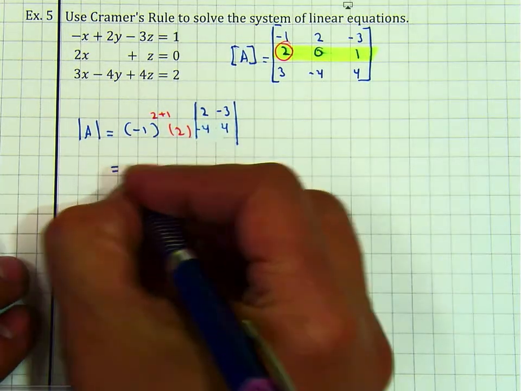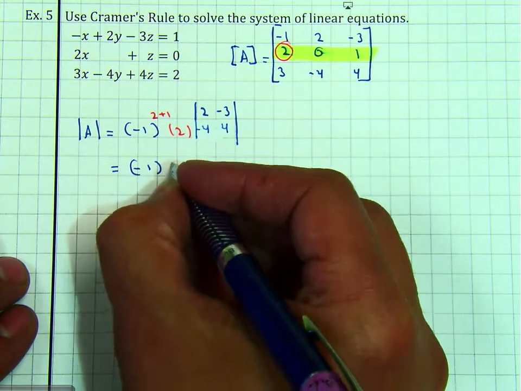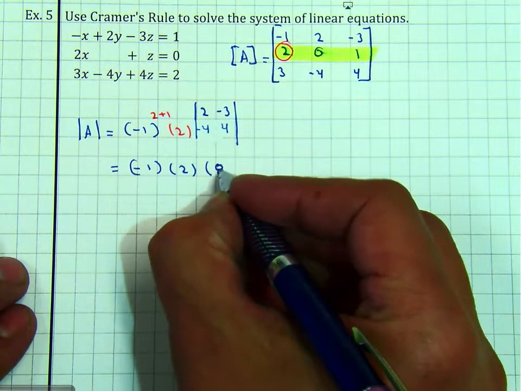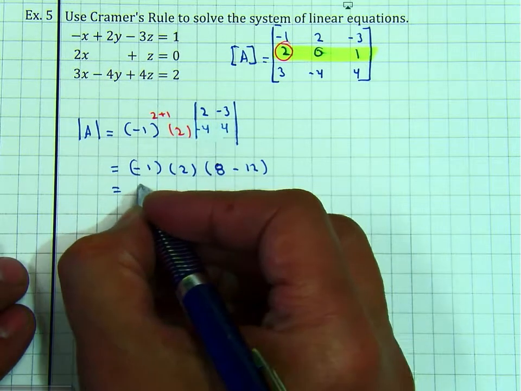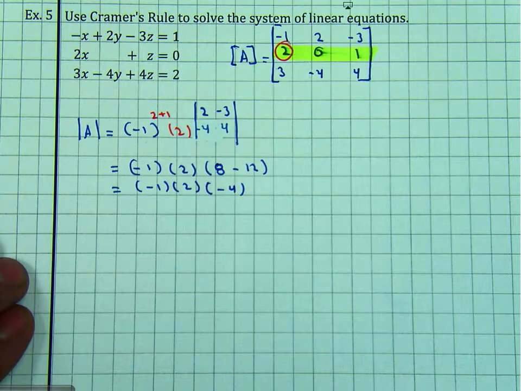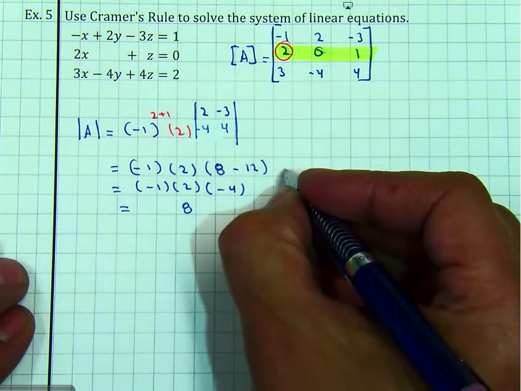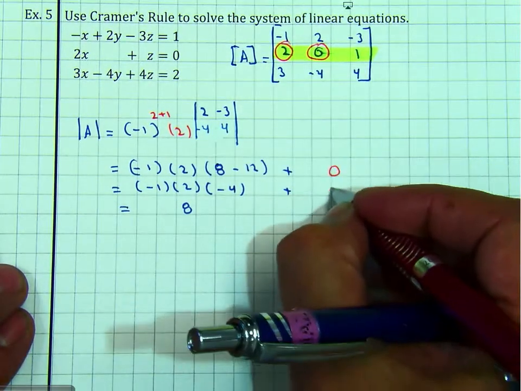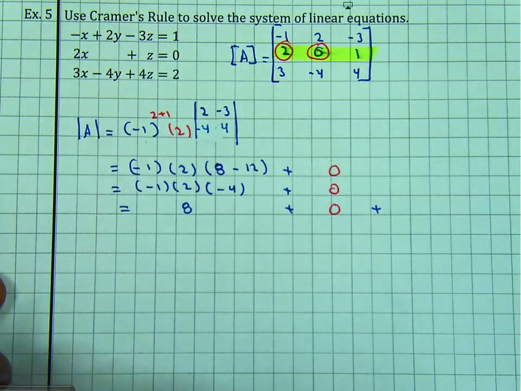Let me simplify this out. So it gives me negative 1 to the third power, which will be negative 1. And this gives me a 2. This gives me a positive 8 minus 12. So this gives me a negative 1 times 2 times a negative 4. So it'll be positive 8. Plus. The second number is a 0. So therefore, that'll be 0, 0, 0. I don't have to do any work. You can if you want.